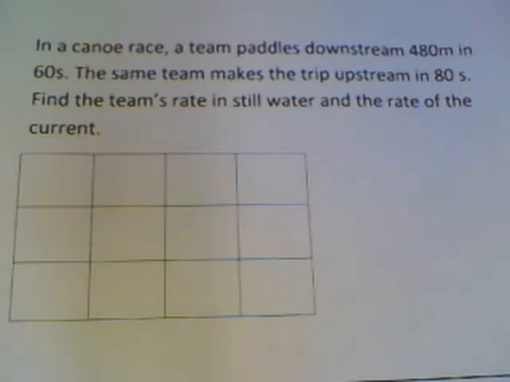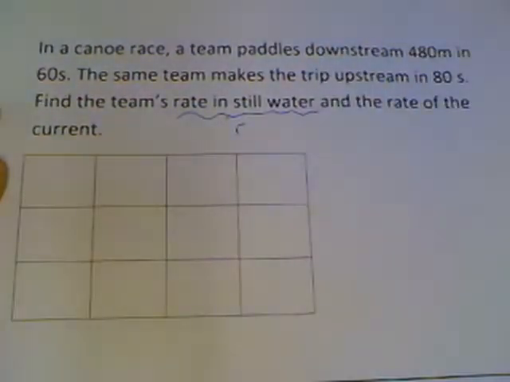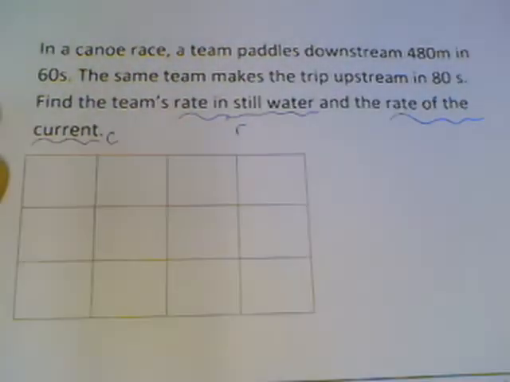In a canoe race, a team paddles downstream 480 meters in 60 seconds. The same team makes the trip upstream in 80 seconds. Find the team's rate in still water and the rate of the current. So what we're trying to figure out, the team's rate in still water is the R that we were dealing with in the last clip, and the rate of the current is the C that we were dealing with in that clip.